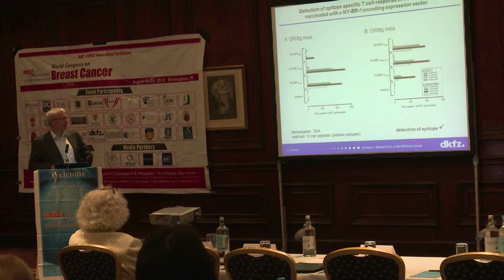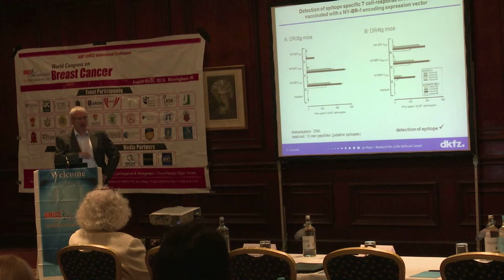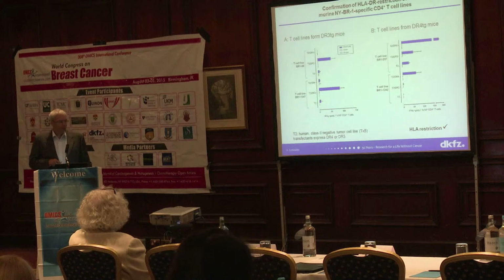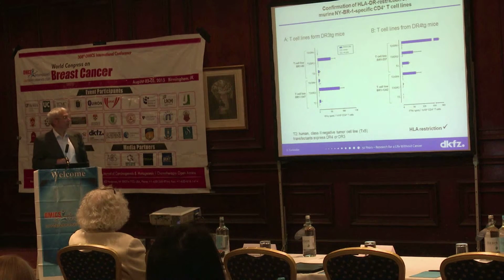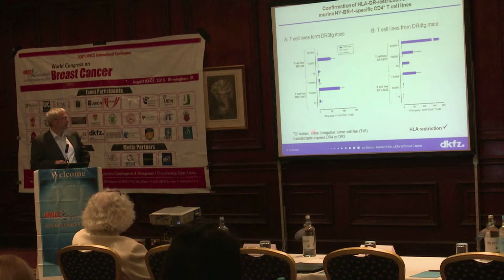So by this we could detect new epitopes, and by the way we also show that at least in the mice these epitopes were processed and presented. But of course we wanted to be sure that they are also presented on a human cell in an HLA restricted way. So what we used here is our T2 cells.